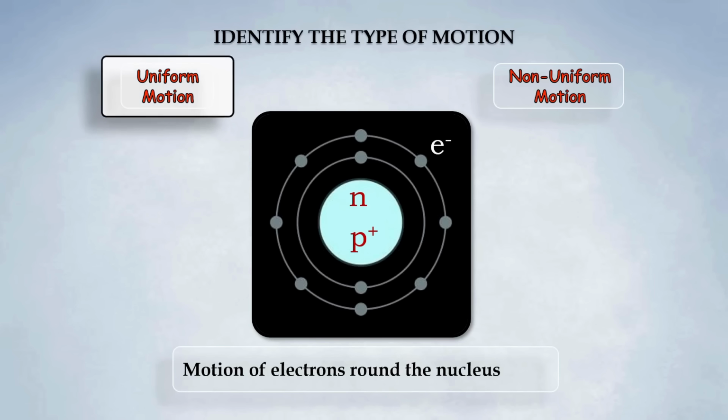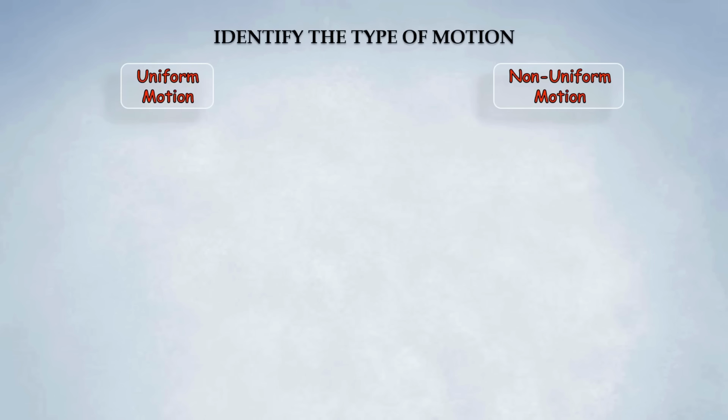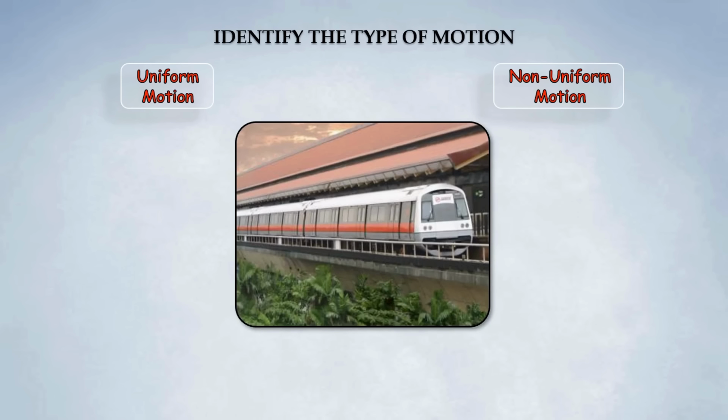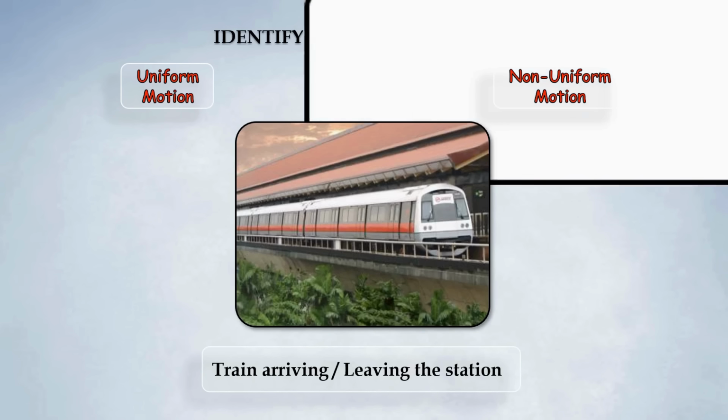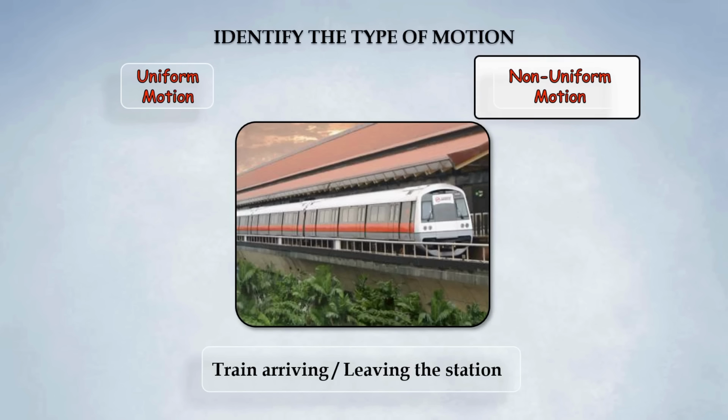Case 2. Train arriving at or leaving the station. Now observe the motion of the train. When a train arrives at or leaves a station, its speed keeps changing. It covers unequal distances in equal intervals of time. Hence, this motion is an example of non-uniform motion.